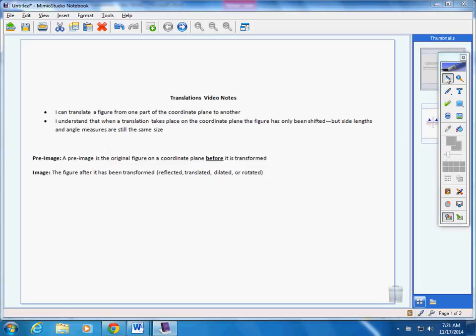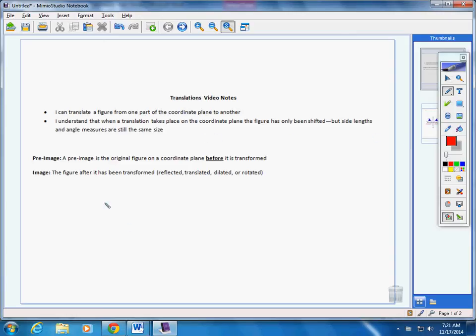Folks, here we are. We're starting our transformations unit, and we've already talked about reflections. Today we're going to talk about translations. So let's start out with our hopeful understandings by the end of the lesson, and here we go. I can translate a figure from one part of the coordinate plane to another.